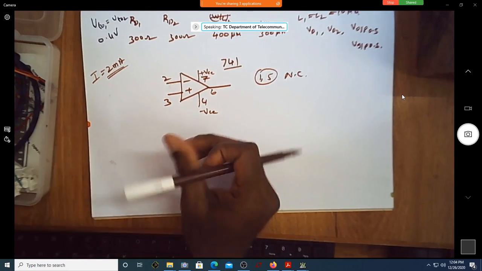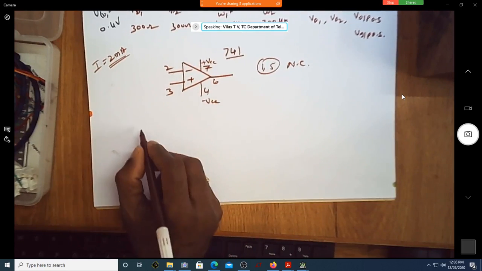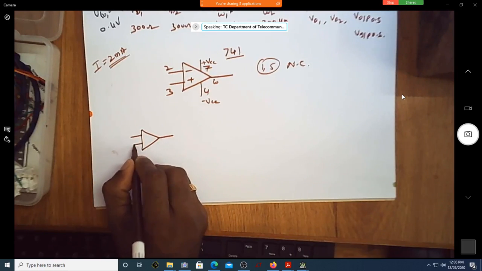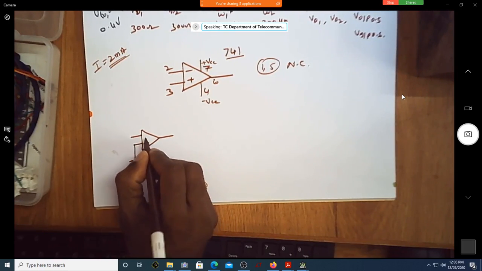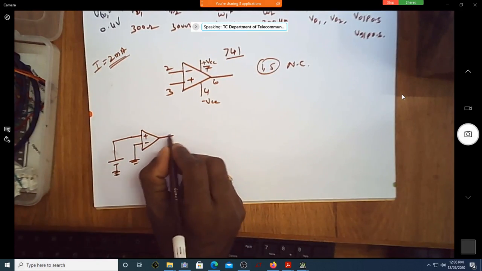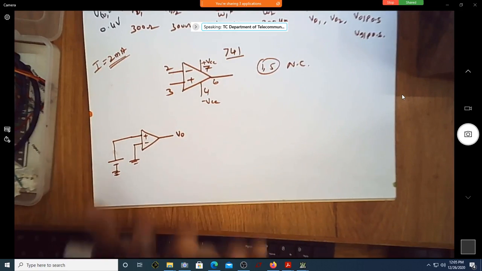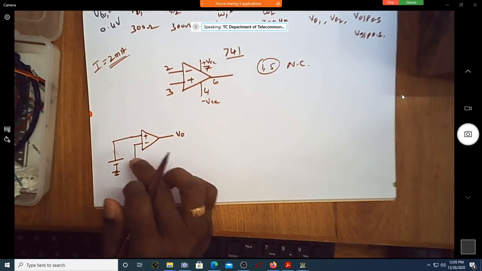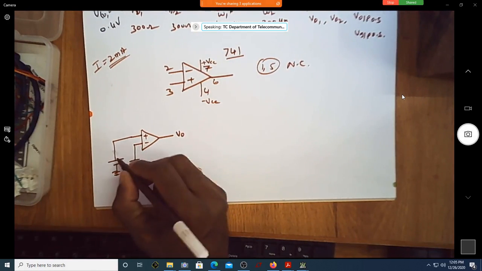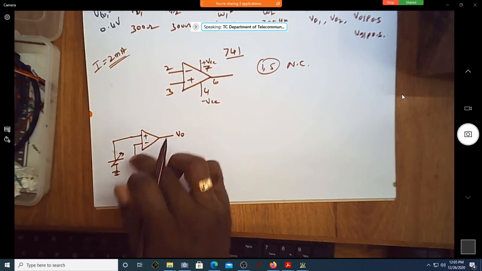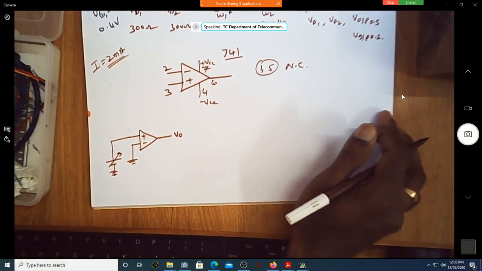Done? Now what I want is to do something like this connection. I want to ground this, minus, and plus, I have to connect a battery. So I want to see what is V naught. This is the simplest possible circuit diagram. I want to just check it as a comparator. How do I do this in my AD kit?